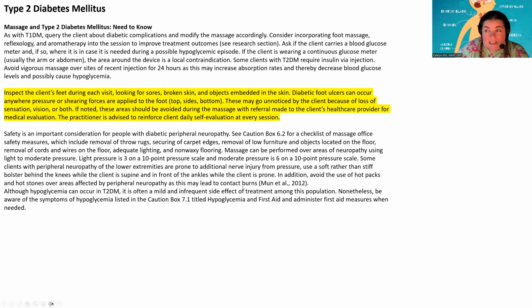If they do insulin injections and you massage over it, you could increase the absorption rate and decrease their blood glucose levels and cause hypoglycemia. Congratulations. You need to inspect their feet each visit, looking for sores, broken skin, objects embedded in the skin. They usually won't feel these things.